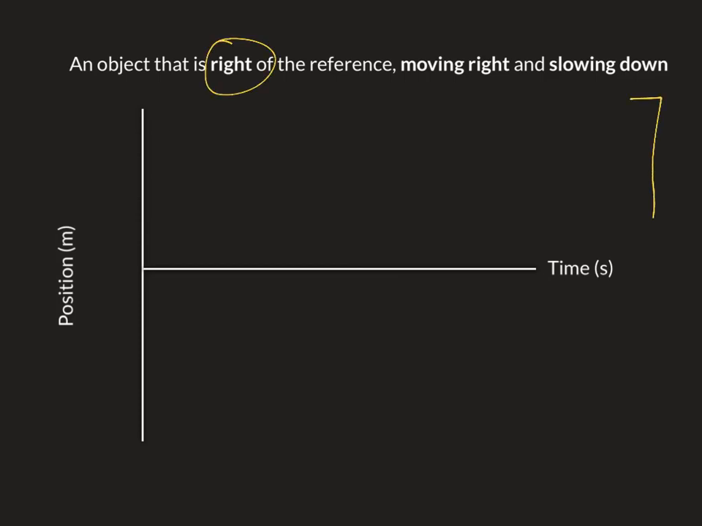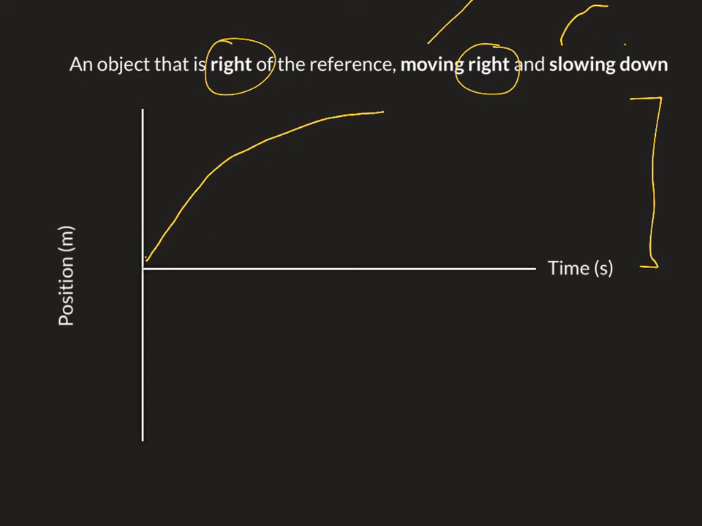We're going to draw it up here. It's moving right, so we're going to have it go this way, but it's slowing down. So it's going to get flatter and flatter and flatter over time. So I'm going to have something that looks like that. All right. So it's to the right of our reference and it's moving right. So I'm going to have it start about here. It's moving right, so it's going to head upwards like this, and over time it's going to flatten off. Okay. So again, I've hit all 3 points.